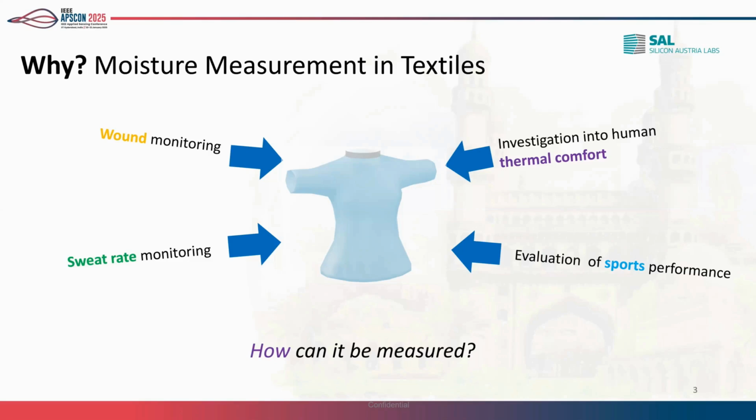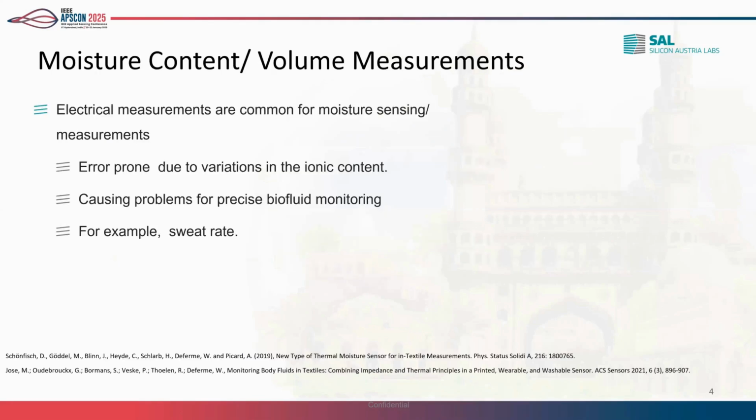How can we measure moisture in textiles? The most common way that we see in literature is basically electrical measurements, like capacitive or impedance measurements, to know the moisture content. It is usually a simple measurement.